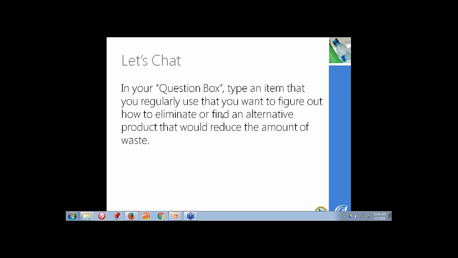So somebody just put in plastic bags used for vegetables. So we'll get to that. We're actually going to have a section on plastic bags later. And if you have any other ideas, type those in and we'll refer back and forth to those as we go through this presentation. It's just a great opportunity for us to share what some of our challenges are in our day-to-day resource conservation activities.